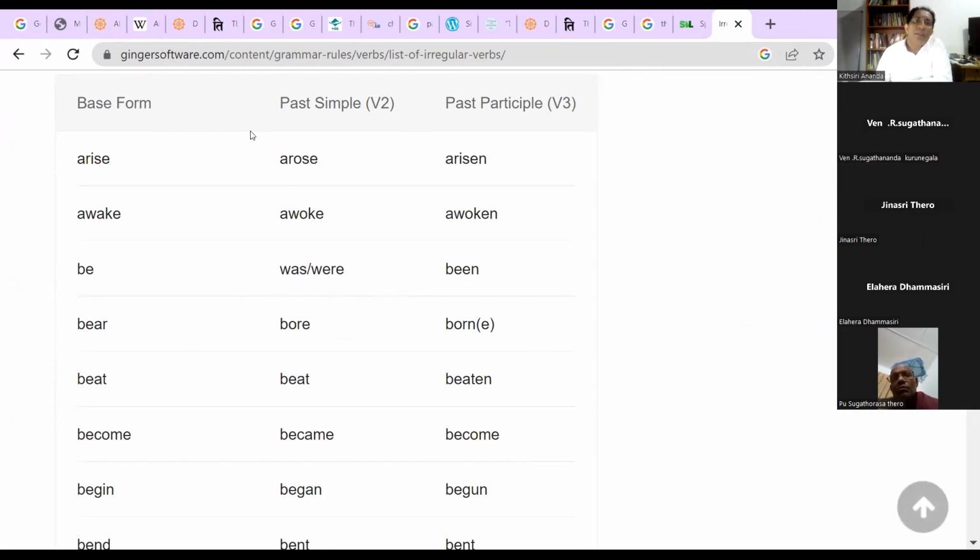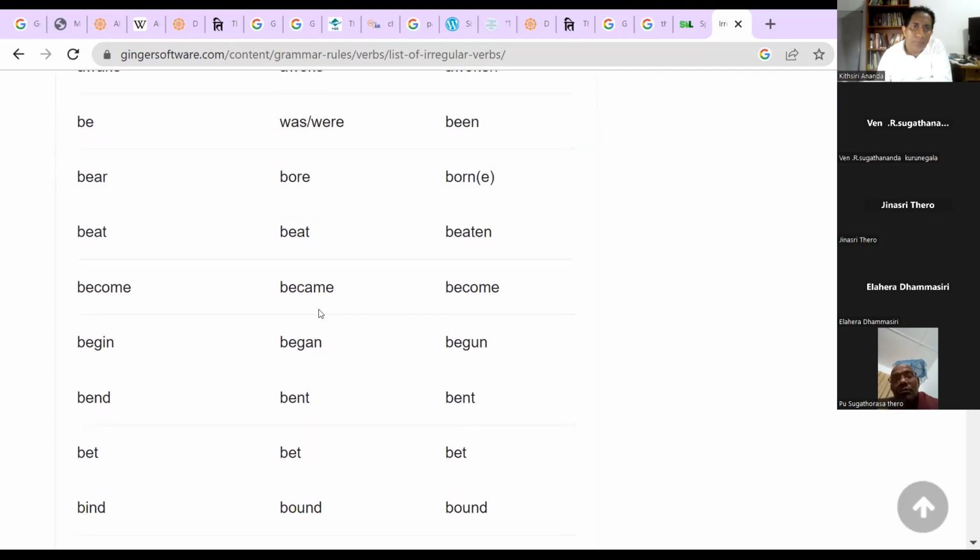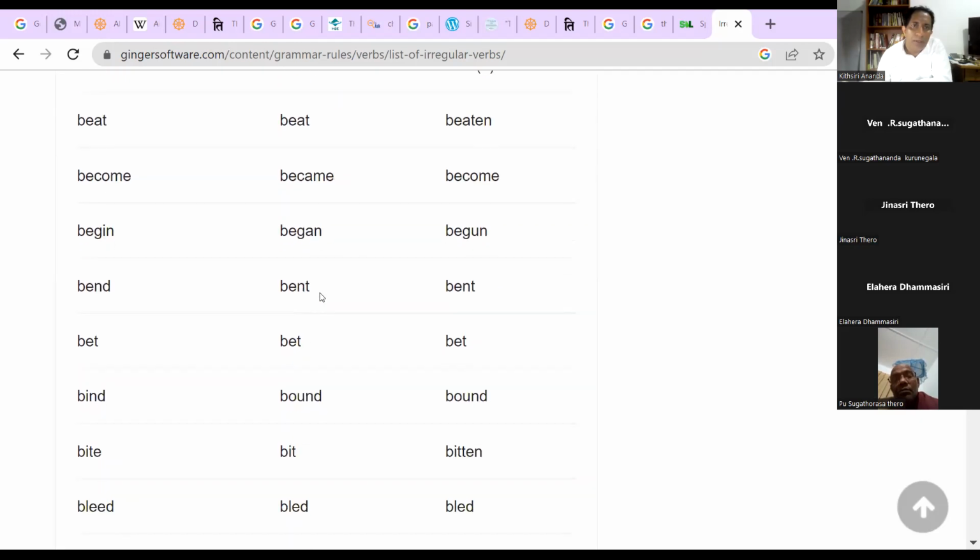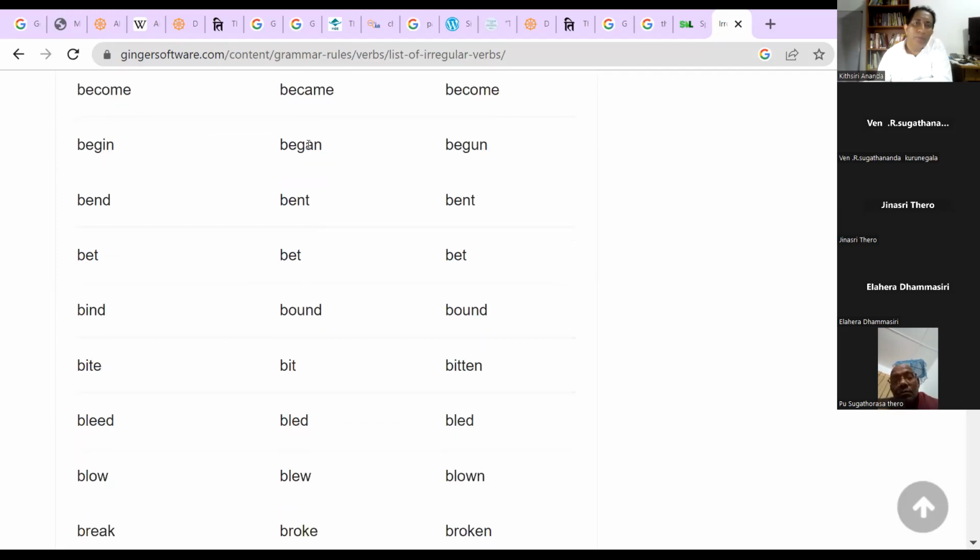Now I just type here on the net, list of verbs. You can see a list of verbs here. The middle one is the simple past form. And began. The class began at 5 o'clock.